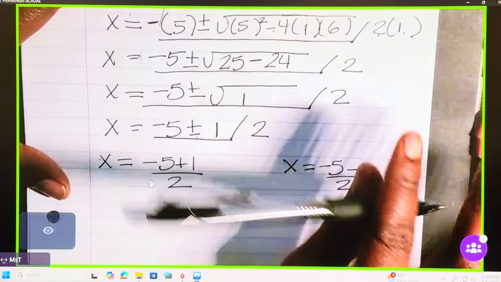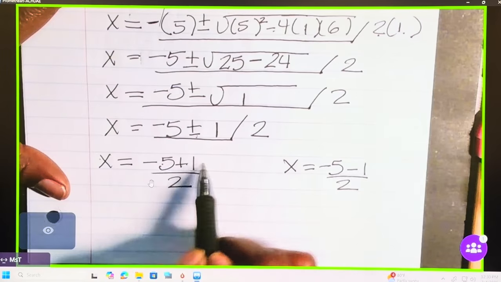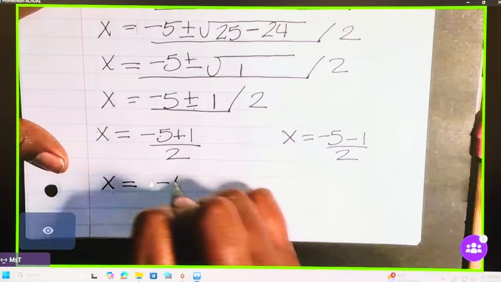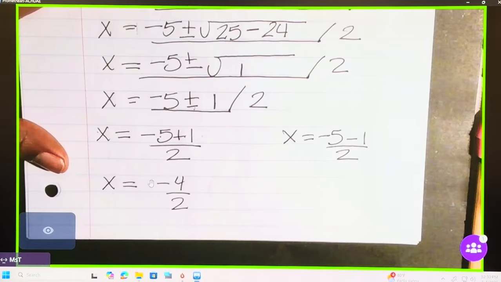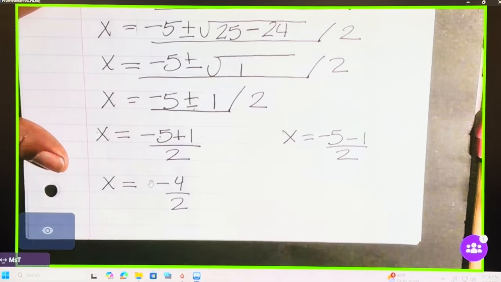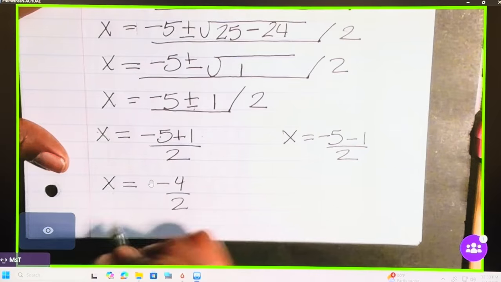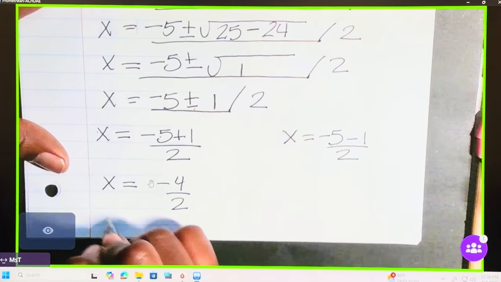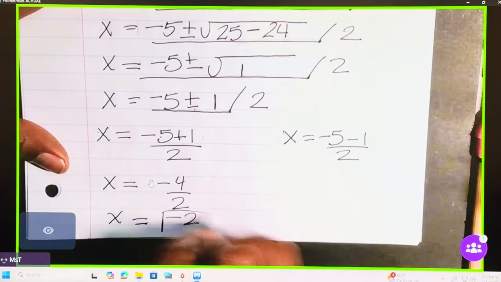No guessing. I got negative 5 plus 1. Tell me what we get. Negative 4. So x equals negative 4 over 2. Now do negative 4 divided by 2. What do we get? Oh, you did it backwards. Top to bottom. What is it? Negative 2. So x equals what? Negative 2. Isn't that our solution?